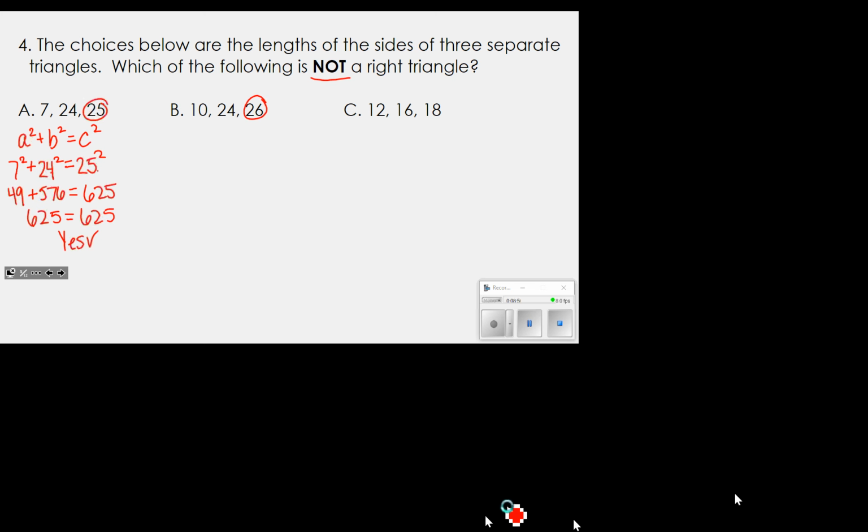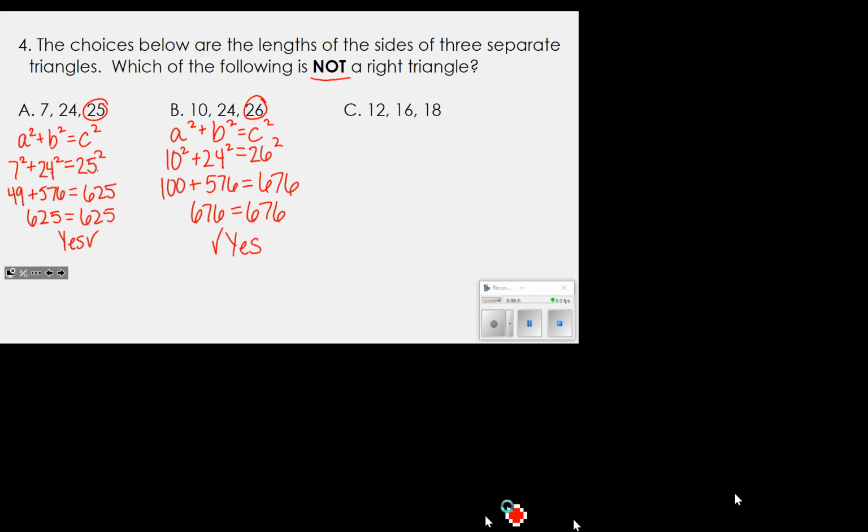And I know this one is the largest. A squared plus B squared equals C squared. So let's put the C where it goes first. And then 10 squared plus 24 squared is going to equal the 26 squared. So 100 plus 576 equals 676. So when you add those together, 676 equals 676. So that is a yes.